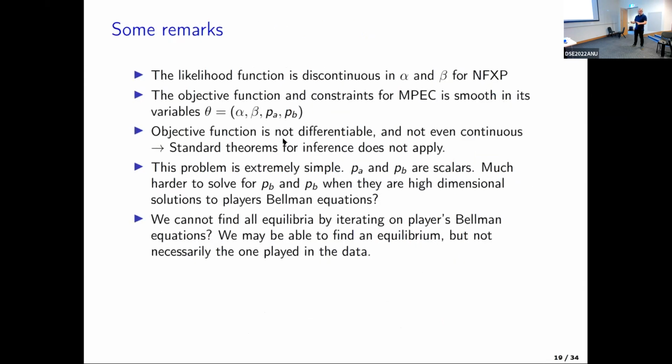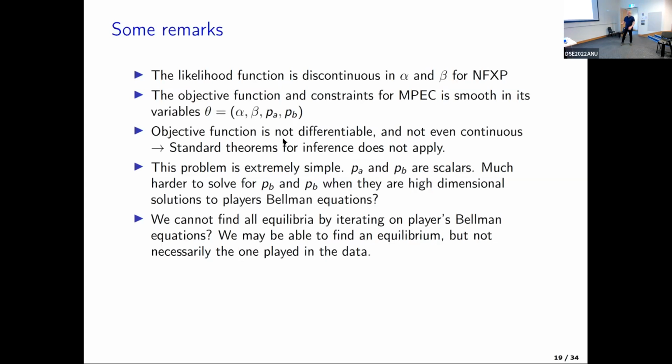If you look at the objective function for the likelihood function, it's not differentiable and not even continuous, and it's going to create some difficulties in making standard inference using the usual theorems you have in your textbook, because one of the requirements there is differentiability. How do you calculate the variance covariance matrix by taking the second order derivatives when the first order derivatives don't even exist?